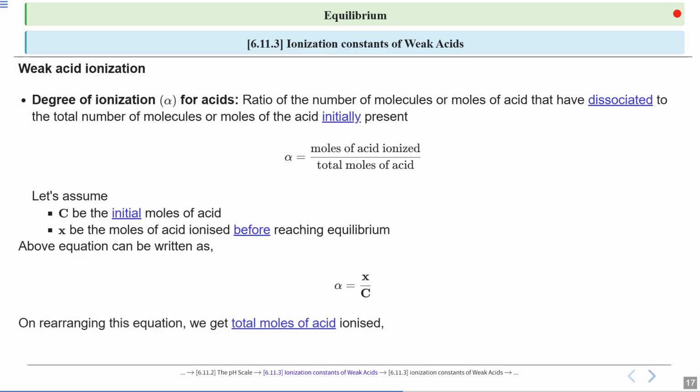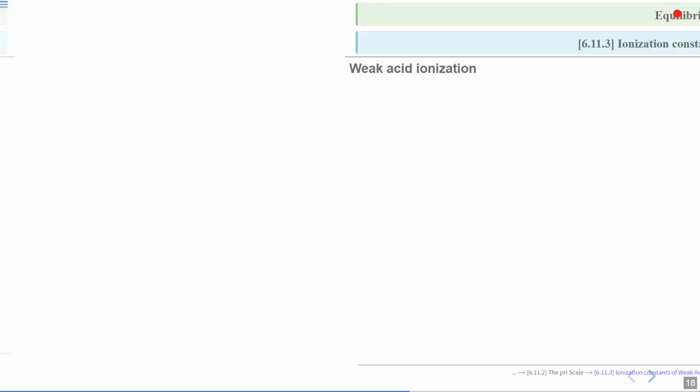So you can write X is equal to C alpha, or C is equal to X by alpha. At the same time, we can write the number of moles dissociated in terms of alpha, which is X equals C alpha. So you can say that after equilibrium is reached, C alpha amount of molecules is getting dissociated, because it is equal to X. Now remember this situation.